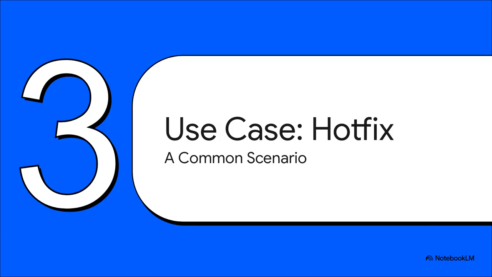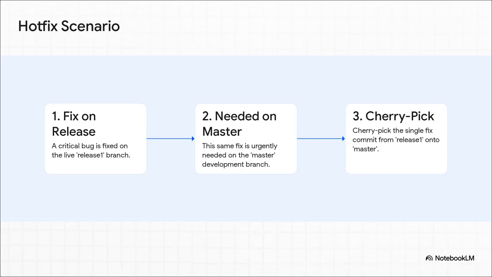All right, we've got the theory down. So where does this really shine in the real world? What's the killer app for cherry pick? Well, by far the most common and valuable use case is for a critical hotfix. So picture this. A critical bug is found out in the wild, on your release 1 branch. A developer jumps on it, fixes it with one clean commit on that release branch. But that same bug almost certainly exists back on your main development branch. Instead of some complex merge, you can just cherry-pick that one single hotfix commit from the release branch and apply it directly to master. Problem solved in both places.